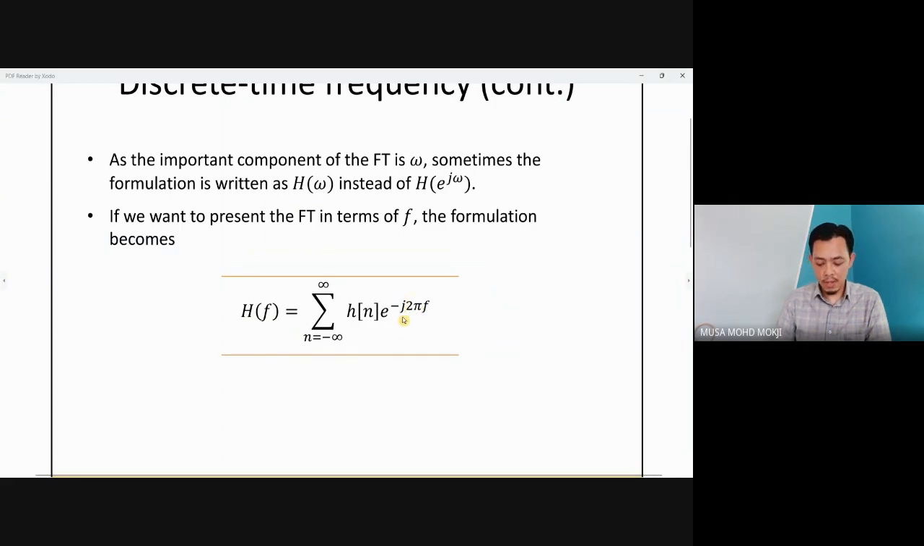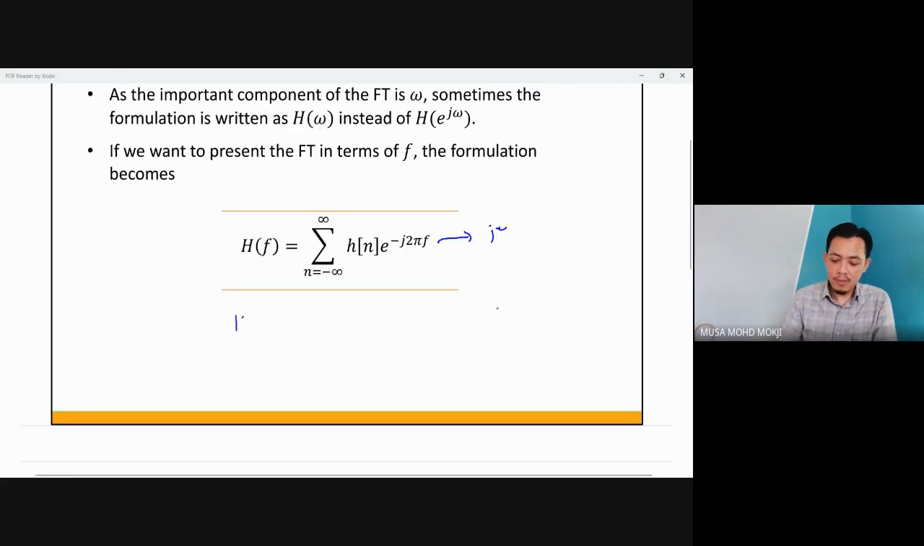Previously we have seen this is H of e to the j omega. If you write it as H of omega, that will be the sum from n equals minus infinity to infinity of h[n] e to the minus j omega n. That's just some notation. You can write it as H of f or as H of omega, it doesn't matter, because this is exactly the same equation.